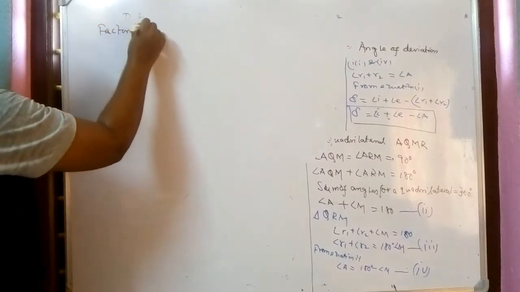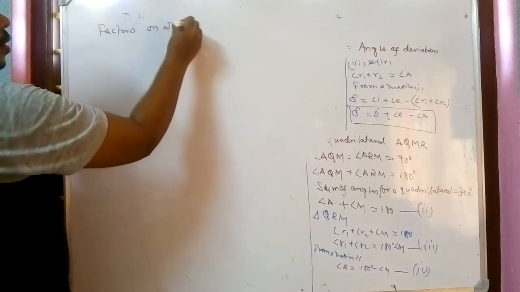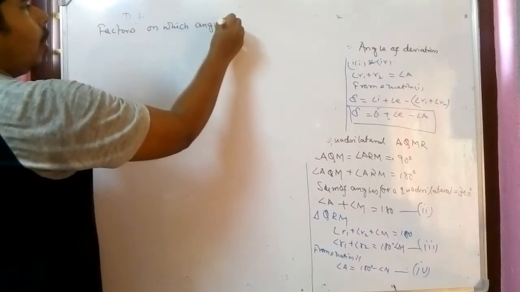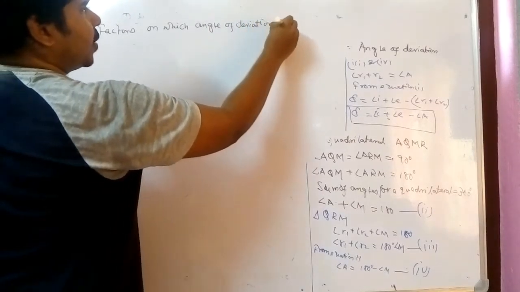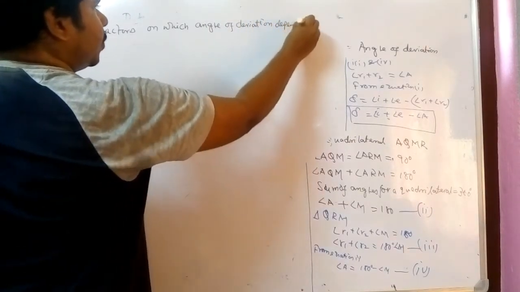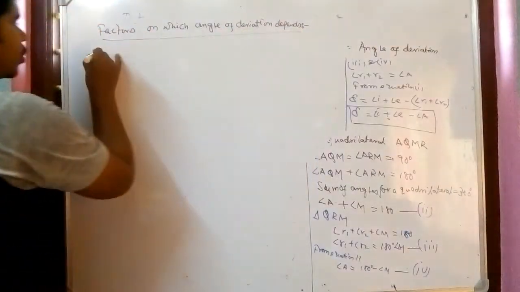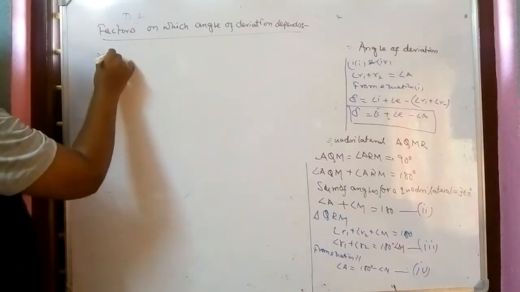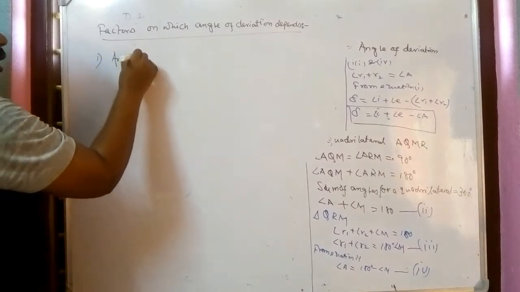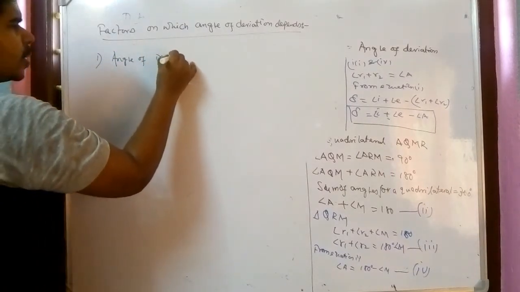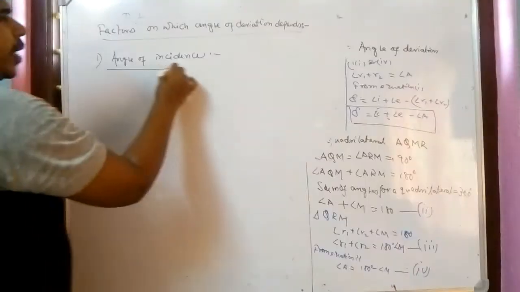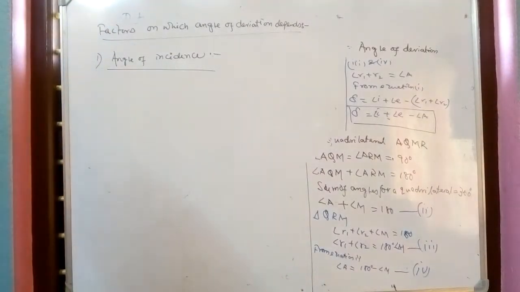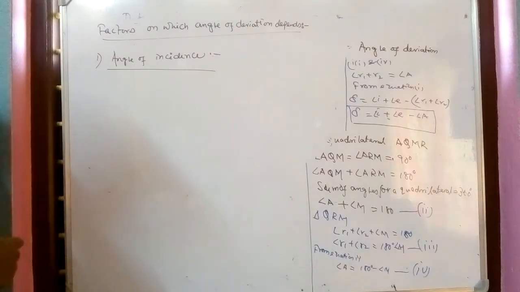Factors on which angle of deviation depends. The first factor we have seen from the equation is the angle of incidence. So if I change the angle of incidence, then the angle of deviation is also changed.